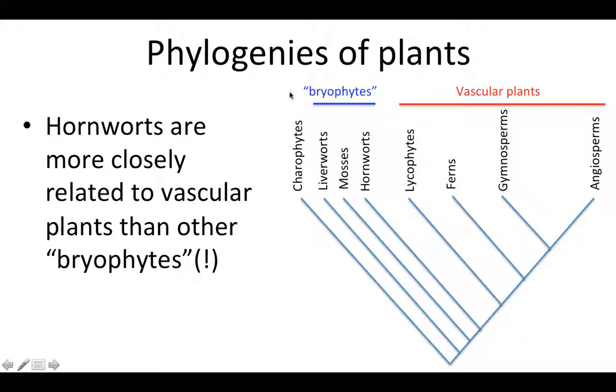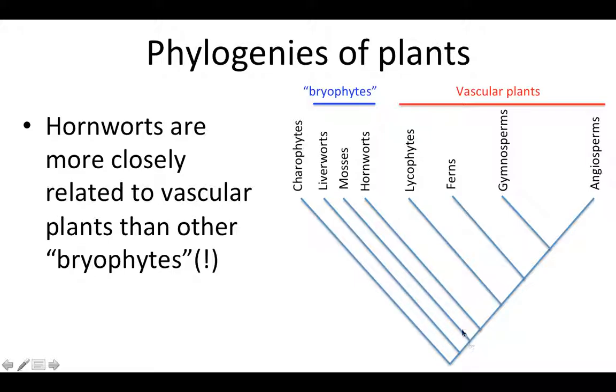We also can see now why the word bryophytes is in quotes. It's not a true group because these 3 lineages are not each other's closest relatives. To see that, let's just follow the mosses back. And you can see that the mosses come back to here.